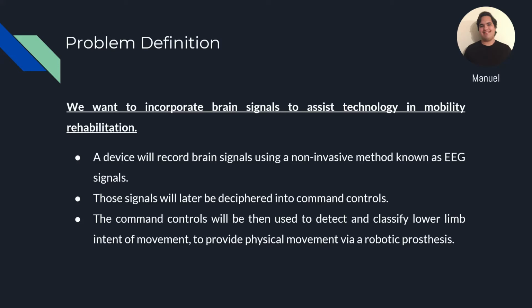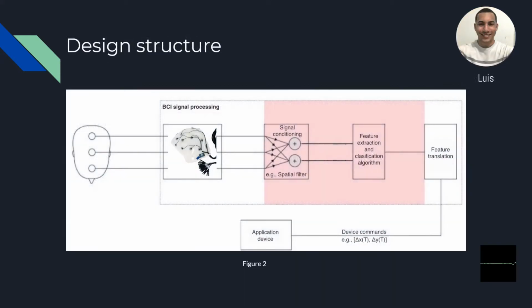They will be recorded into a device and later processed into command controls. After the EEG signals are processed into command controls, they will be used to determine lower limb intent of movement for robotic prostheses that will provide physical movement to the user. The design of the system is based on a classical brain-computer interface system. In this one, we have four main layers.